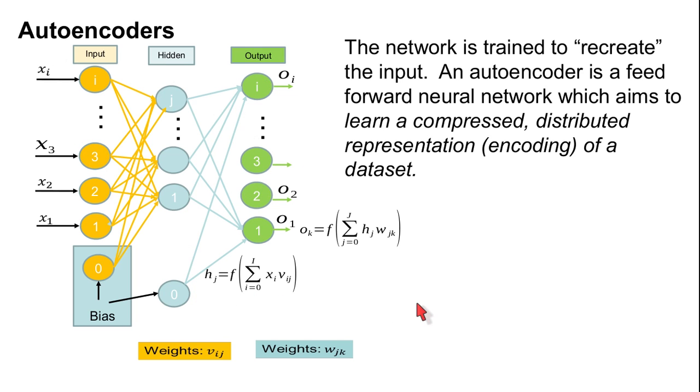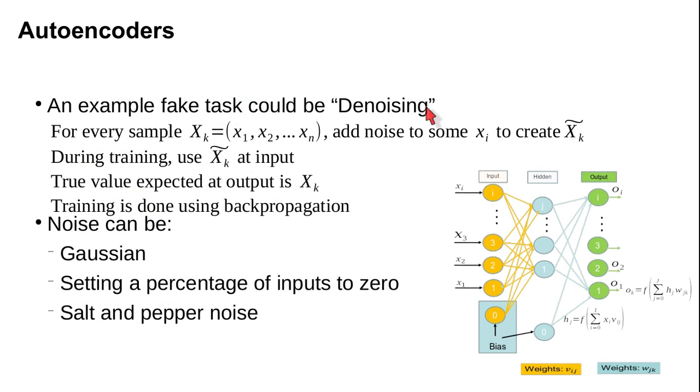An example fake task to train an autoencoder could be the denoising task. In denoising, for every sample xk, we would select a few of the features randomly. Let us say we select 3 features randomly. To these 3 features, a small amount of noise would be added to create an approximate sample xk bar. This noisy or approximate sample xk bar would be fed at the input, and the original feature vector xk would be expected at the output. And training is done using backpropagation.